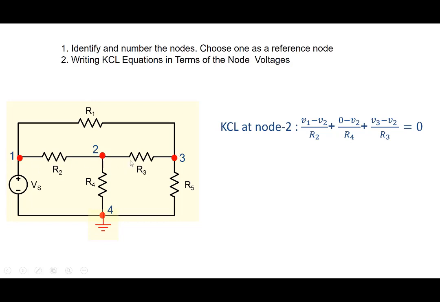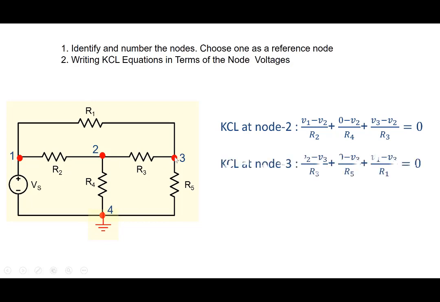The next thing is, at each one of the unknown nodes here, we write down the KCL. So we have 2 unknown nodes here. So we write down KCL at node 2. The current entering node 2 from this side, (V1 minus V2) by R2, is 1 current. Current entering from this side, let's say from here, would be (0 minus V2) by R4. And the current coming from the right-hand side will be (V3 minus V2) by R3. And the sum of all these currents entering the node equals 0. So that gives us one equation when we write it at 2.